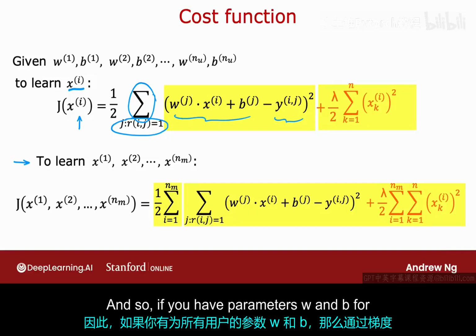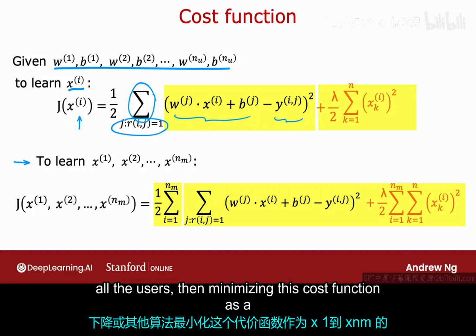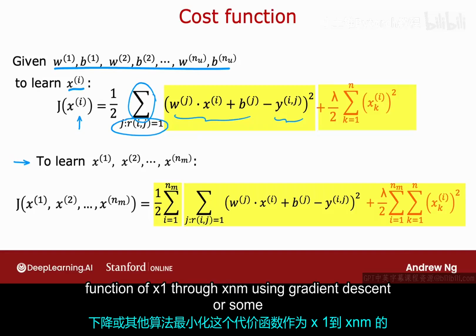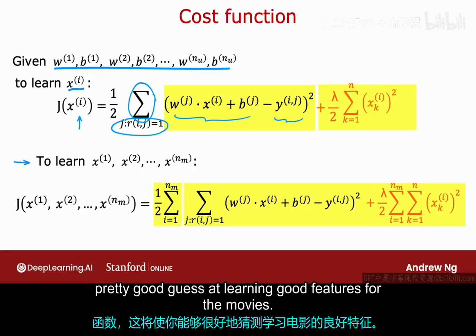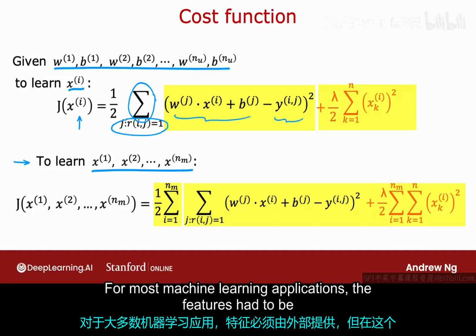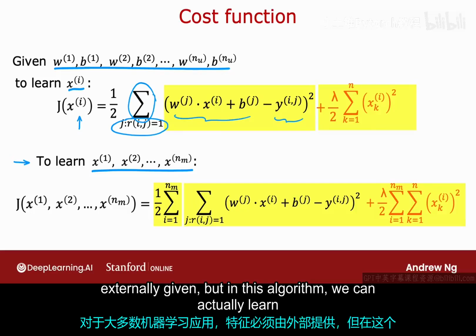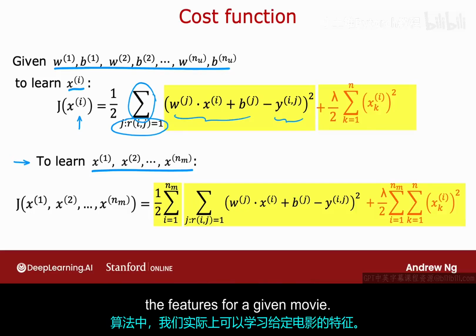And so if you have parameters W and B for all the users, then minimizing this cost function as a function of x^(1) through x^(n_m) using gradient descent or some other algorithm, this will actually allow you to take a pretty good guess at learning good features for the movies. And this is pretty remarkable. For most machine learning applications, the features had to be externally given, but in this algorithm, we can actually learn the features for a given movie.